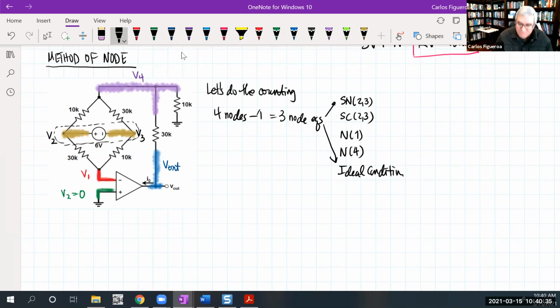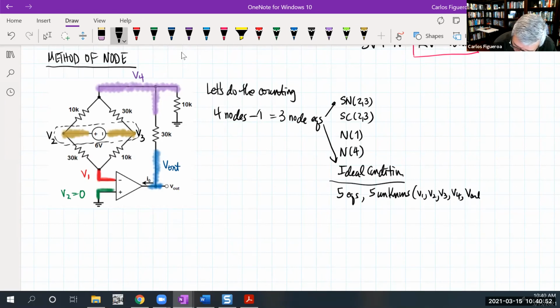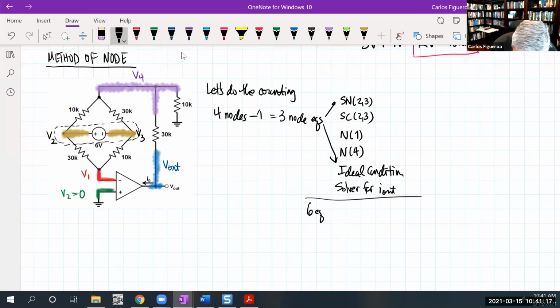So I got 1, 2, 3, 4, 5. I have 5 equations and therefore 5 unknowns. And what are my unknowns? It's got to be V1, V2, V3, V4, V out. And I can write a solver equation to include V out, which I probably should do actually. So I'm going to take this out right here and put a solver in here for I out. So therefore I got 6 equations, 6 unknowns: V1, V2, V3, V4, V out, I out. Right? So let's go write them out.